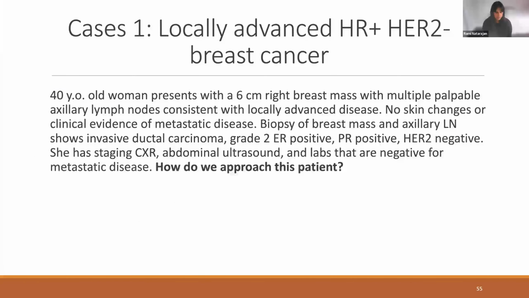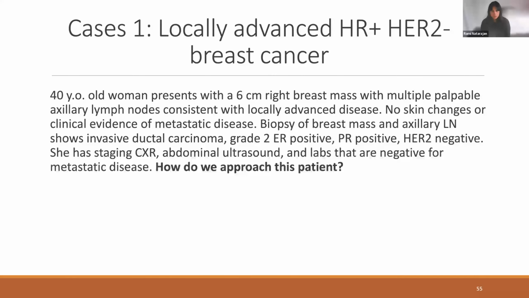So let's maybe go over a case of a 40-year-old woman who presents with a 6-centimeter right breast mass with multiple palpable axillary lymph nodes consistent with locally advanced disease. Importantly, she doesn't have any skin changes or clinical evidence of metastatic disease. She has a biopsy of the breast mass and axillary lymph node, which show grade 2 invasive ductal carcinoma. It's ER positive, PR positive, HER2 negative. She has a staging chest X-ray and abdominal ultrasound and labs that don't show anything concerning for metastatic disease.